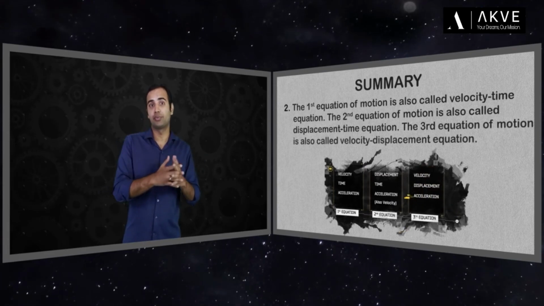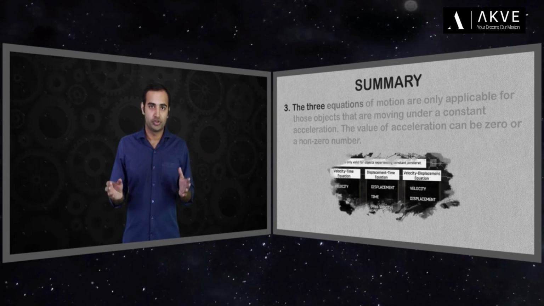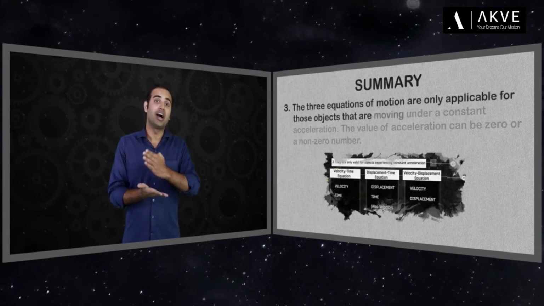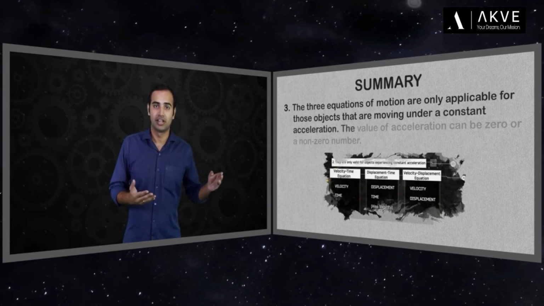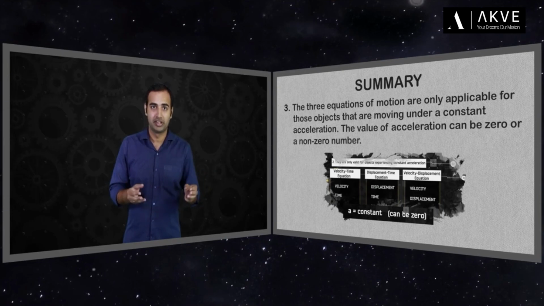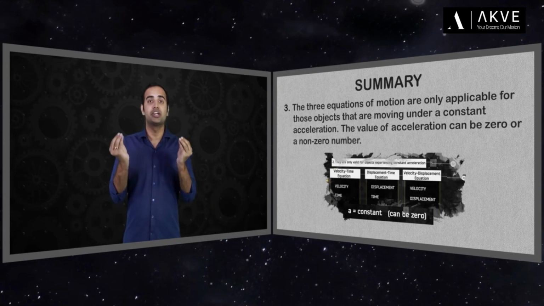The three equations of motion are only applicable for those objects that are moving under a constant acceleration. The value of acceleration can be 0 or a non-zero number, but the bottom line is that it should be a constant value.